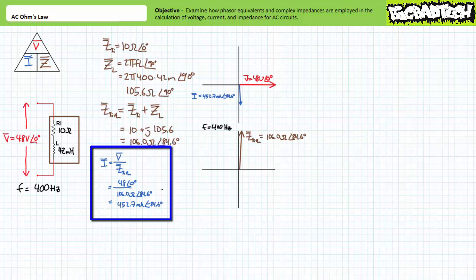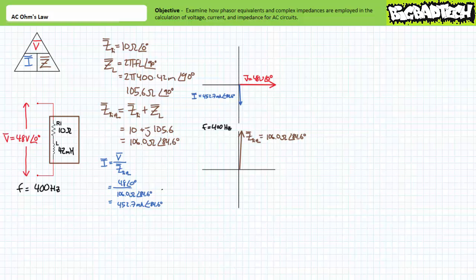Doing so yields I equals 452.7 milliamperes at an angle of negative 84.6 degrees, where 452.7 milliamperes is the effective value of the resultant sinusoidal current, and it is phase shifted by negative 84.6 degrees, meaning it's lagging our agreed upon reference by 84.6 degrees.